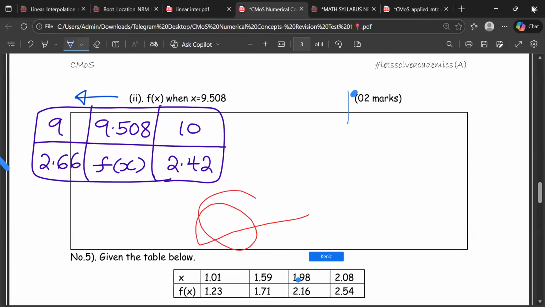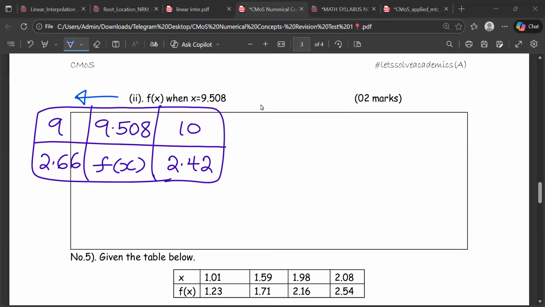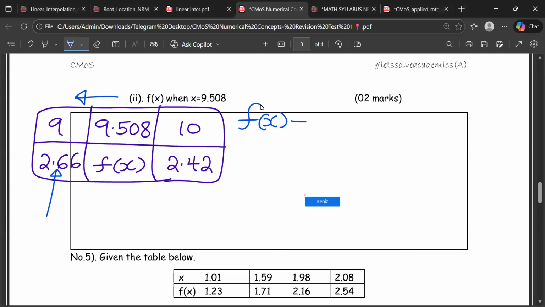Provided you begin with f of x because it is your unknown. Yes, so I'm supposed to begin with f of x. So I'll come and say f of x first. Because of that direction, it's supposed to be f of x minus this value. So minus 2.66. No other value because of the direction.